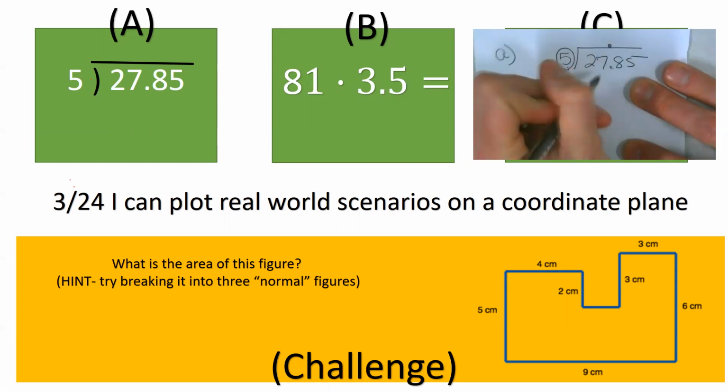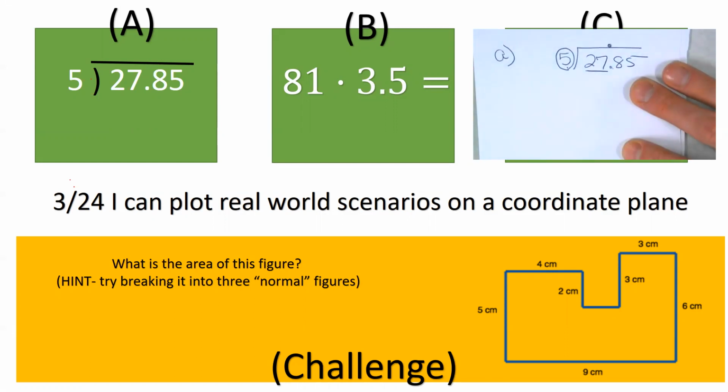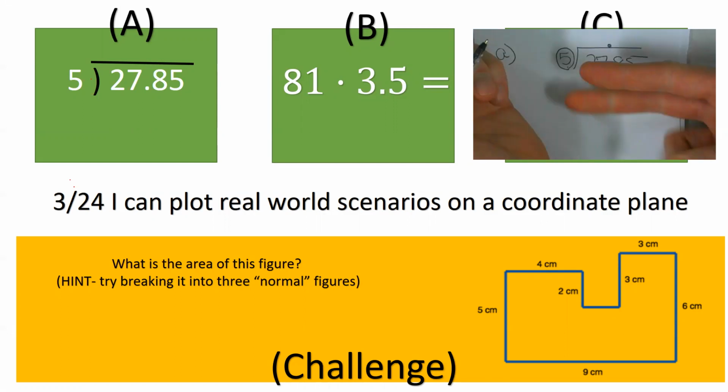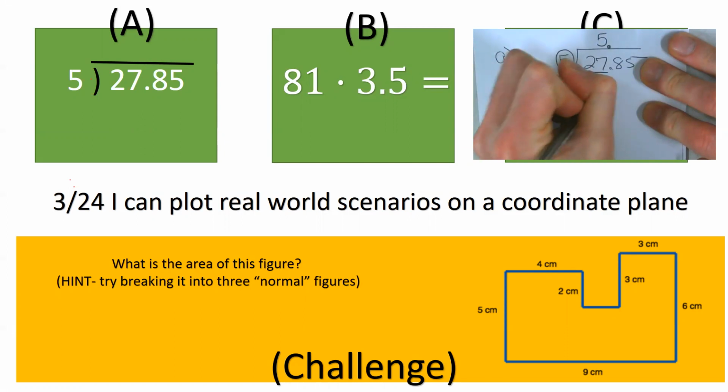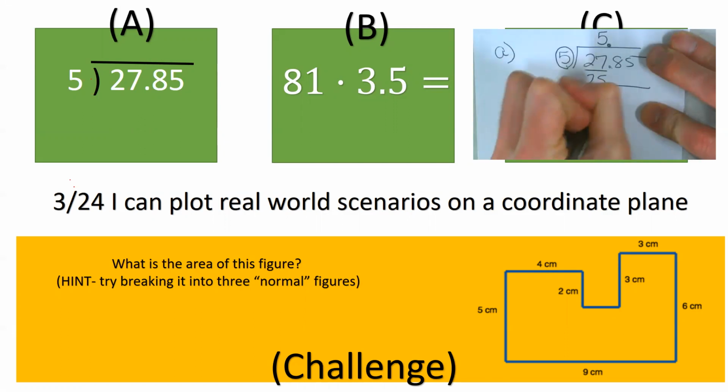How many fives going to 2? None. How many fives going to 27, though? 5. 5, 10, 15, 20, 25. 5. What's left over? 2's left over.